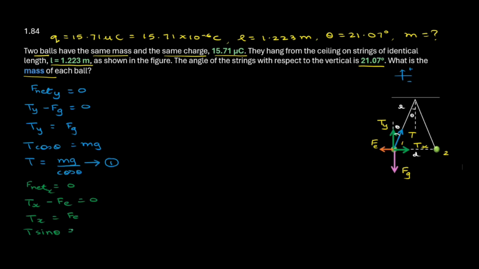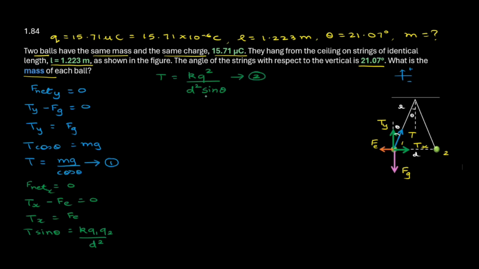Fe is the electrostatic force, which you can write as K Q1 Q2 over the distance between them squared. Distance between ball 1 and 2 is d, so we will take d squared. When you rearrange this, you can write T equal to K. Since both ball 1 and 2 have the same charge Q, instead of writing Q1 Q2, I can write Q squared over d squared, and divide by sine theta here. This is my equation 2.